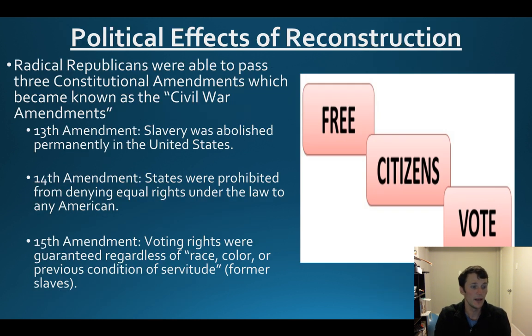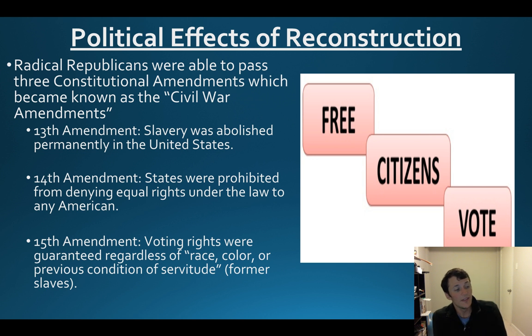But anyway, right? So we talked about the Reconstruction Amendments, the 13th, 14th, and 15th Amendment, and if you can remember this little mnemonic here, free citizens vote, you can remember what these amendments do, right? The 13th Amendment abolishes slavery permanently in the United States, right? Okay, that's a pretty big deal. It's a really hard amendment to actually get passed for the Constitution. If you have any interest in that at all, I would suggest watching the movie Lincoln. It's incredibly good, and it documents that process quite a bit and shows how hard of a fight it actually was.